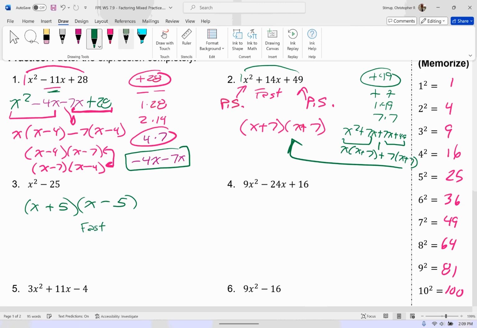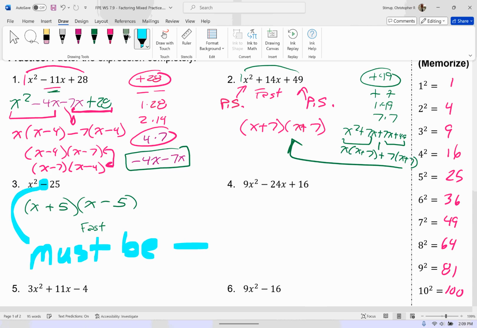Now, I'm going to put a little note. You see this minus sign here? Must be minus for this to work. Maybe make that little note there. If that was x squared plus 25, it doesn't factor. Well, it factors into something called the imaginary numbers. I kid you not. That's actually the name of the number system.